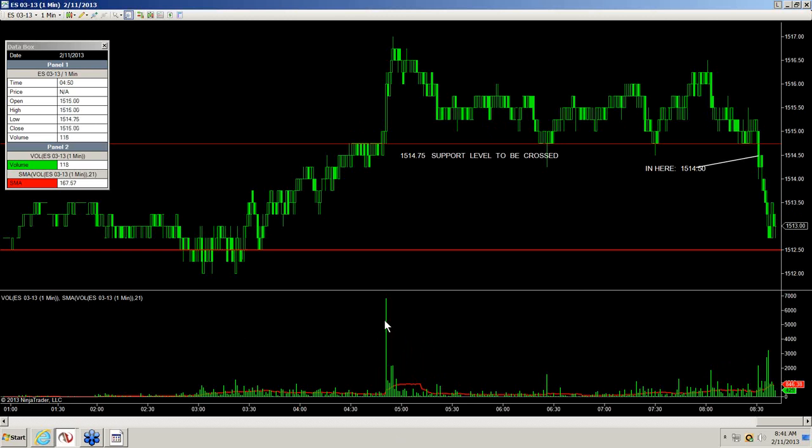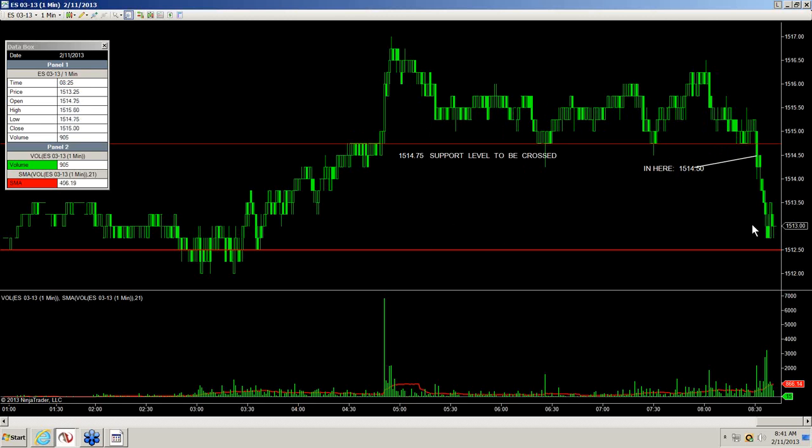Blow off volume, sell off here. The level to get through was 1514.75, filled at 1514.50. Volume came in to make the cross. 15-minute indicators were clearly lined up, as we discussed.